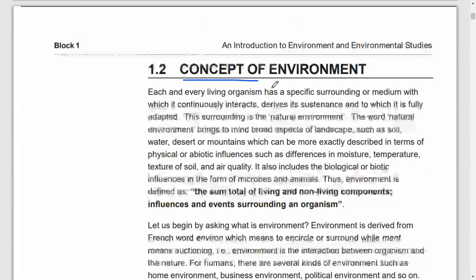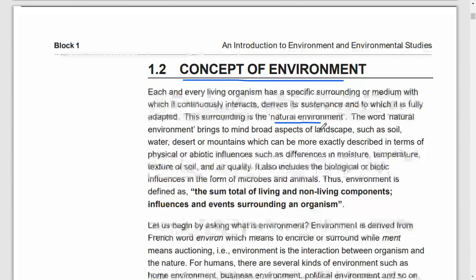Concept of environment. Each and every living organism has a specific surrounding or medium with which it continuously interacts, derives its sustenance and to which it is fully adapted. The surroundings is the natural environment.